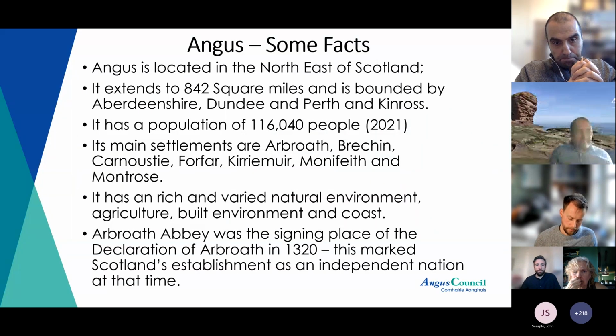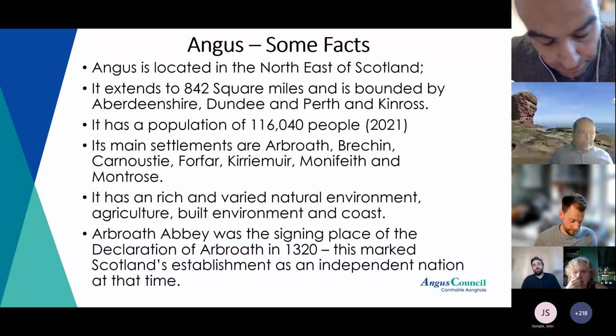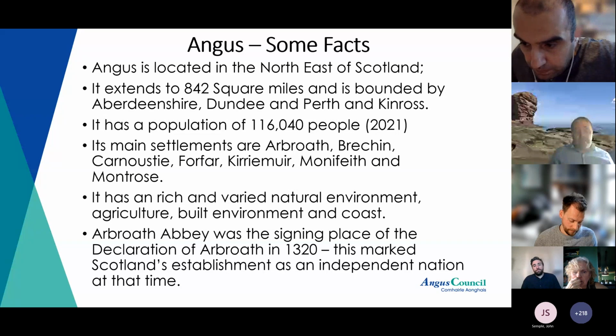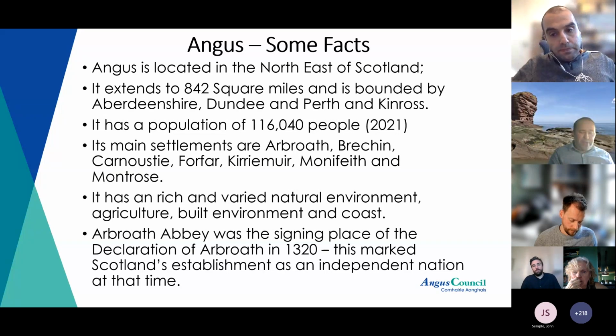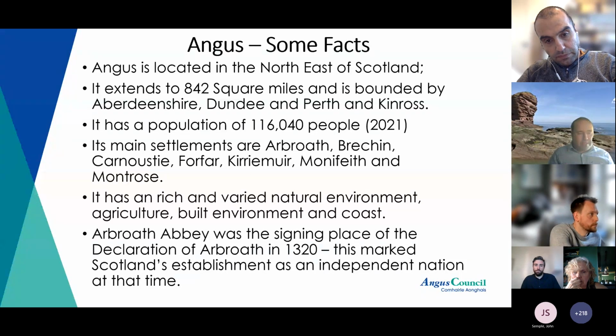Some facts. We're a fairly small authority area. We've got a population of 116,000 people. We've got 7 main towns, all with different characters, all with different history. We're a rich and varied natural environment. We've got lots of agriculture and food production in the northeast of Scotland. We provide Sainsbury's with the majority of their berries, if anybody wants to know, and potatoes. A lot of agricultural livestock, from pigs to cattle, all of that sort of thing. And we've got a lot of built environment and coast.